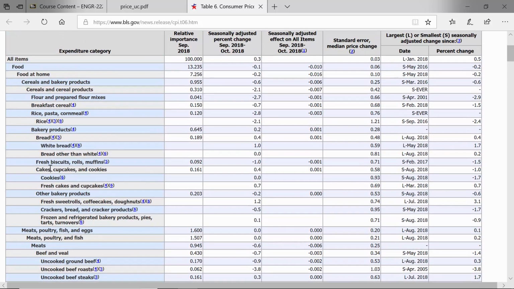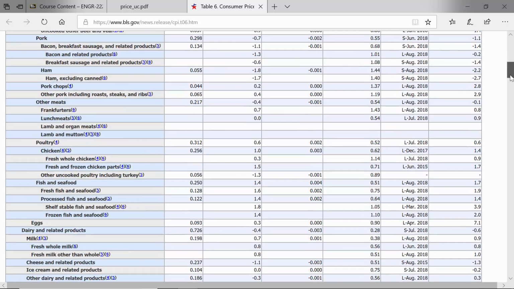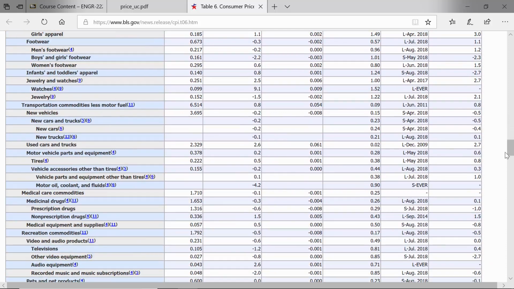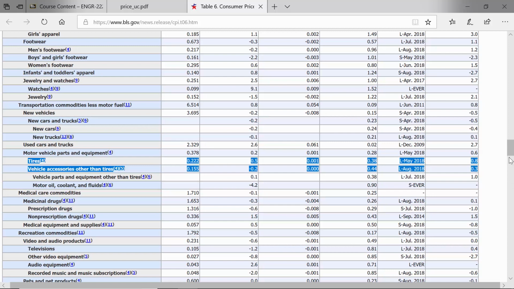So they know how much money people usually spend on cereals and bakery products, less than 1%. Meat, 1.6% of the average American's budget is spent on meat, poultry, fish, and eggs. And so anything that you could think of is in this list of expenditures. They know how much people usually spend on tires. So the average American spends 0.22% of their annual budget on tires, and so on.